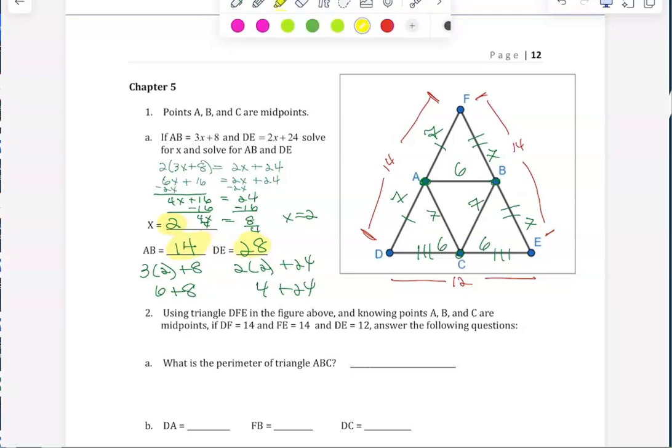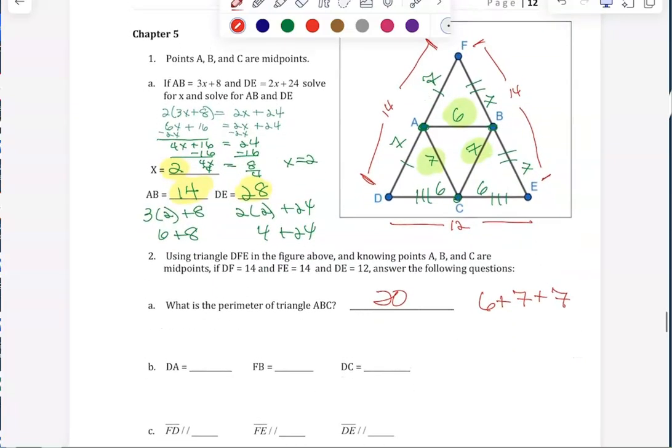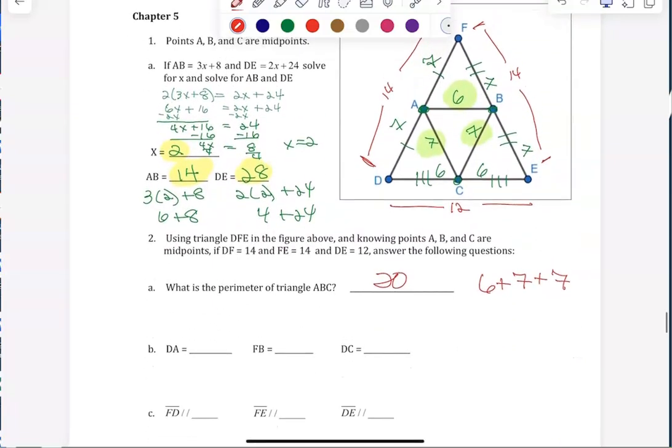Okay, so now look what I have. I have these 3 numbers that are attributed to the segments inside that small triangle. So, can't I add up 6 plus 7 plus 7 to get the perimeter of the inside triangle. So 7 and 7 is 14, and 6 more makes 20. So that answers 20. Now, we may have helped ourselves out with these other questions. So let's see what we have left to answer.